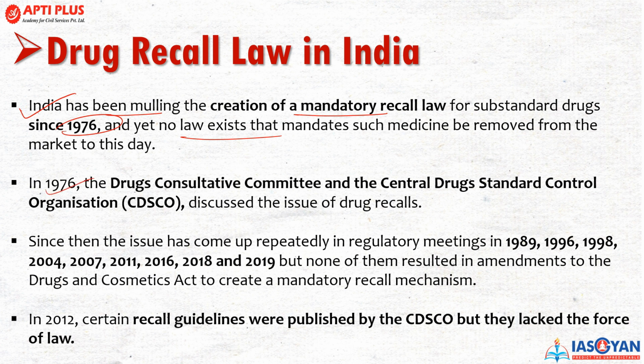Now, in 1976, the Drug Consultative Committee and the Central Drugs Standard Control Organization, also known as CDSCO, an apex body that regulates drugs in the country, planned to come up with the rules, but the validation has not yet been made. Since then, there have been repeated meetings: post 1976, meetings took place in 1989, then 1996, 1998, then again in 2004, 2007, 2011, 2016, 2018, and 2019. These are the developments where the government endeavored to come up with conclusive laws, but still an amendment has not been brought.